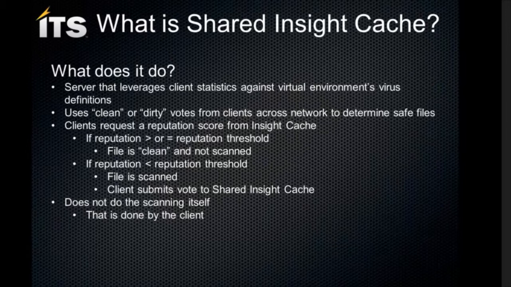So now when a client, specifically virtual clients, request from the Insight cache, hey, is this file good or bad? If a whole bunch of votes have already been cast, hey, that file's good, it's just skipped. The client says, oh, I know that's clean because the Insight cache is telling me so. Go ahead and skip it. On the same side, if the reputation is negative or if it doesn't have one, the file is scanned, and then the client submits a vote to the shared Insight cache. So very quickly, you'll have a reputation on every file on your network just based on client scans. And as more scans occur, future scans will become quicker. Just one thing to note, the Insight cache server does none of the scanning itself.